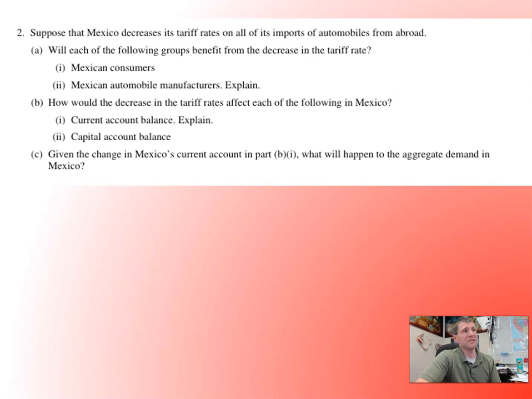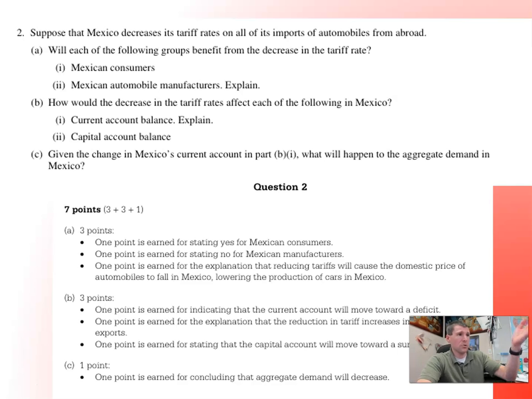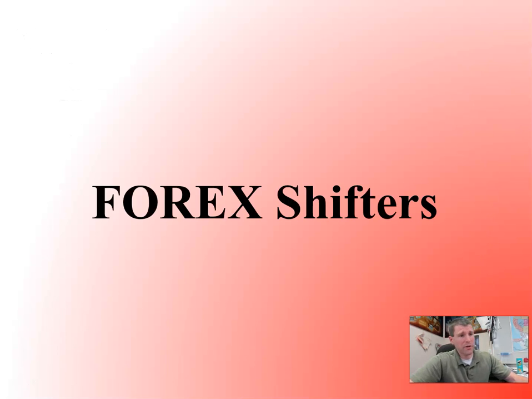And then finally, C, given the change in Mexico's current account in B1, what will happen to the aggregate demand in Mexico? So in B1, you said the current account balance is going to move towards deficit because net exports is going down. How will that affect aggregate demand? Aggregate demand is equal to consumption plus business investment plus government spending plus net exports. So if net exports is going down, the answer here is that aggregate demand will decrease, or we could say shift to the left. So here you see all the answers and what you got points for and how we got there. That was 4x we already covered, so that's it.